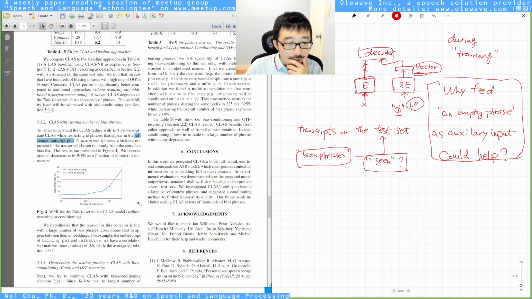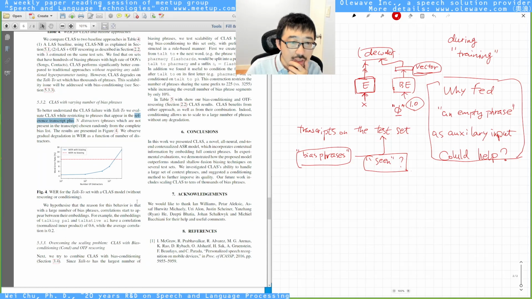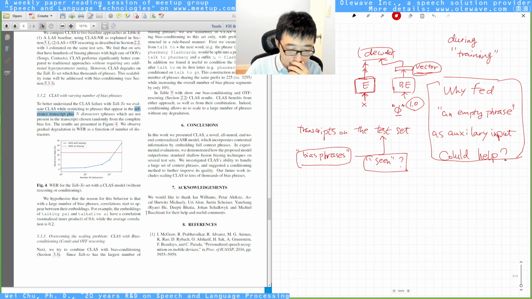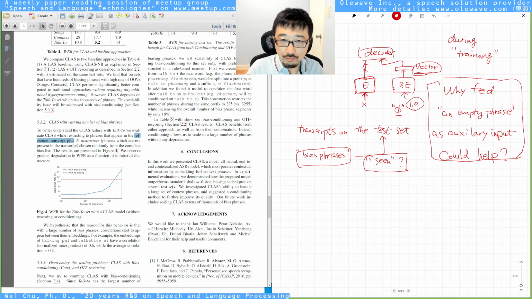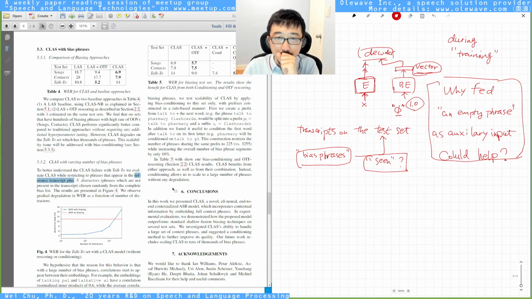I have to say I didn't read this section very clearly because it doesn't have a lot of text in it, right? And my question is, why are there so many distractors for the talk to set?